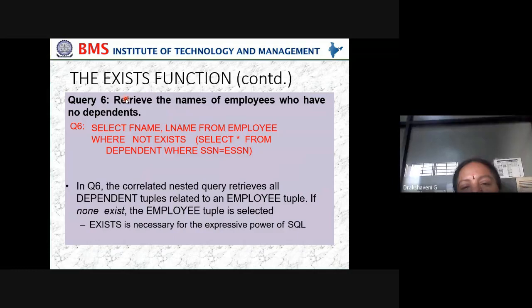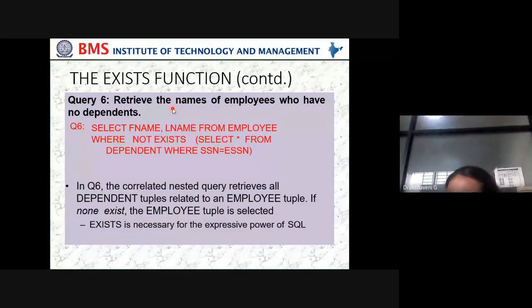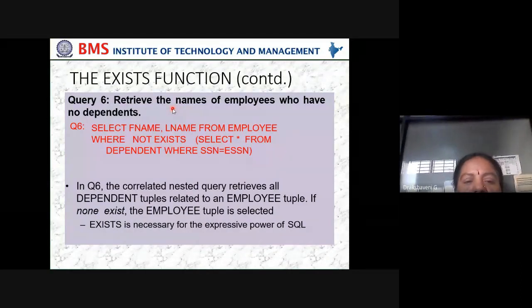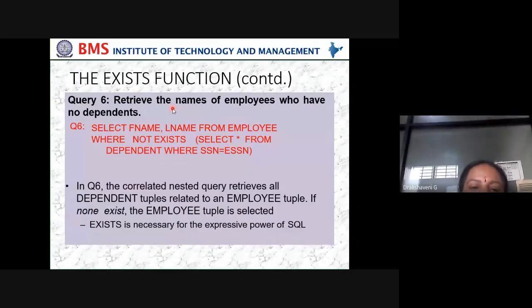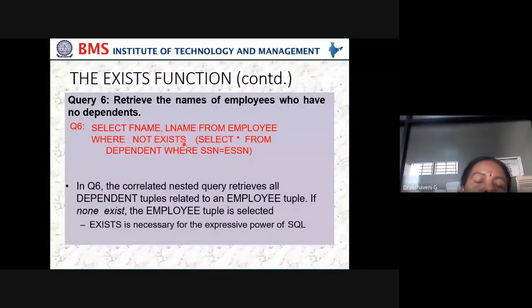Retrieve the names of the employees who have no dependents. Maybe some staff has joined BMSIT college. He has joined, but he is not yet married. So definitely he will not have any dependents. Because he is not married, he may not have a wife, he may not have kids. So those employee names we want. This query will fetch that.